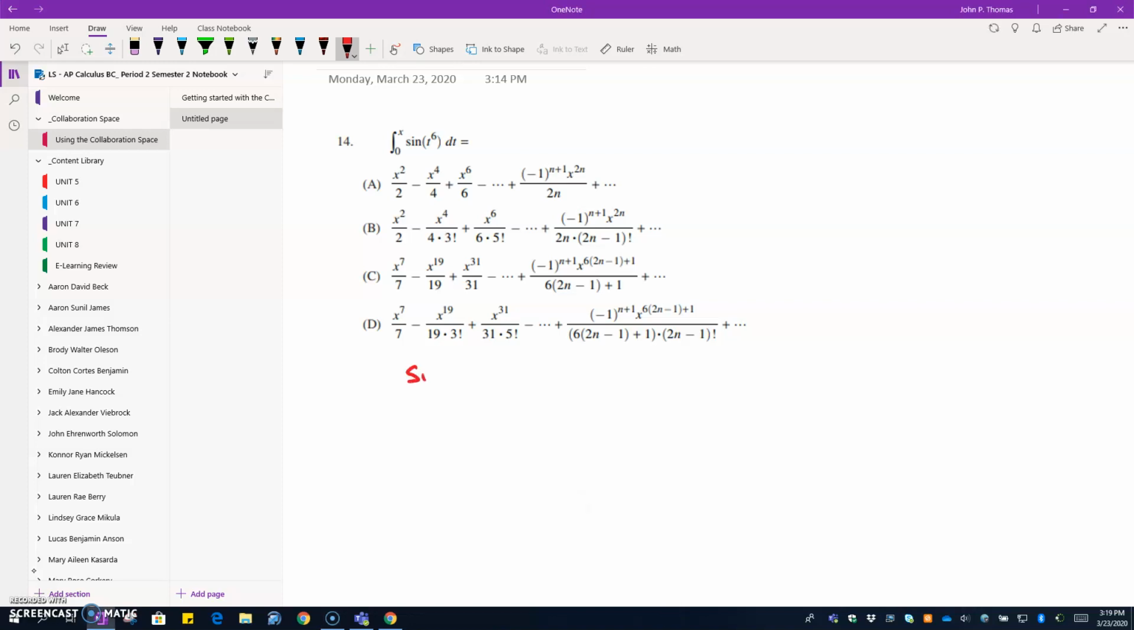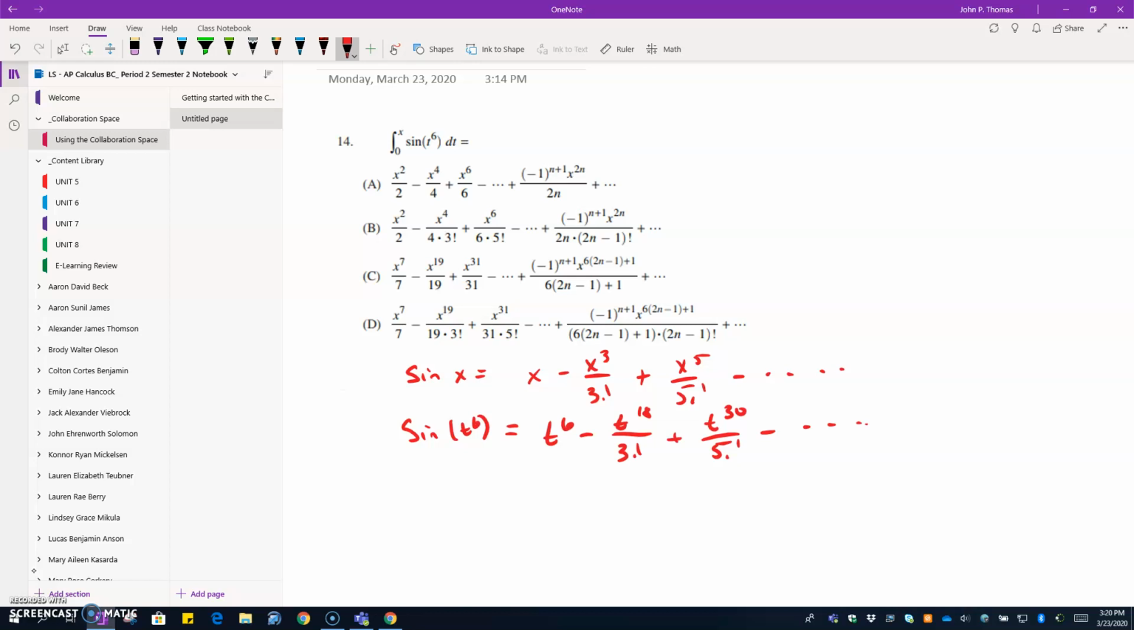So first thing we know is that sine of x, that's our odd function, so that's x minus x cubed over 3 factorial plus x to the 5th over 5 factorial, and so on. Alright, so if I have sine of t to the 6th, I can write that as t to the 6th minus t to the 18th over 3 factorial plus t to the 30th over 5 factorial minus, and I can keep following that trend. Now, this asks me to take an integral with respect to t.